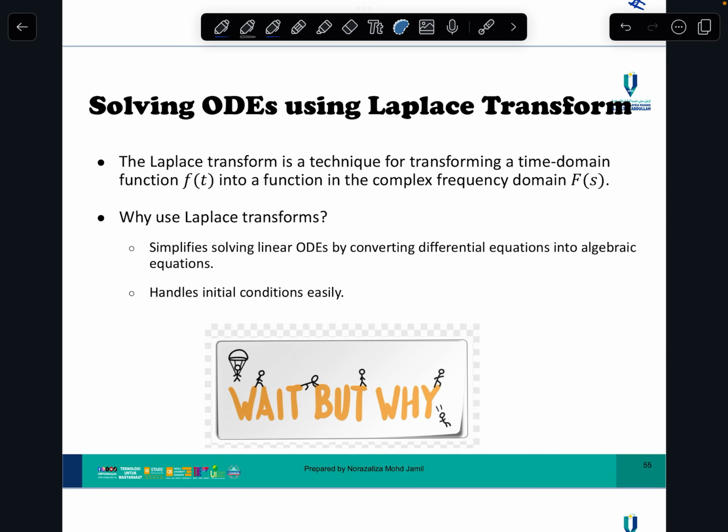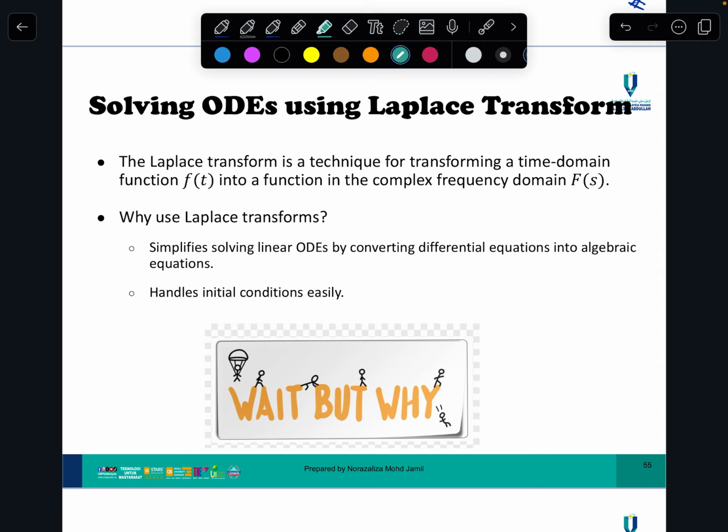Solving ODEs using Laplace transform. The Laplace transform is a technique for transforming a time domain function f(t) into a function in the complex domain F(s). So remember, Laplace transform is a technique to transform from a time domain f(t) into the complex domain F(s).